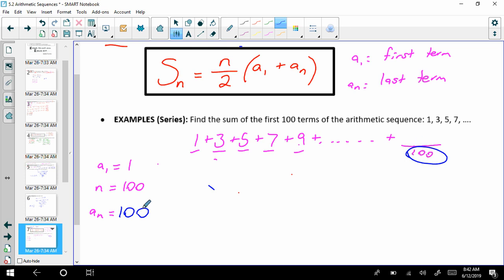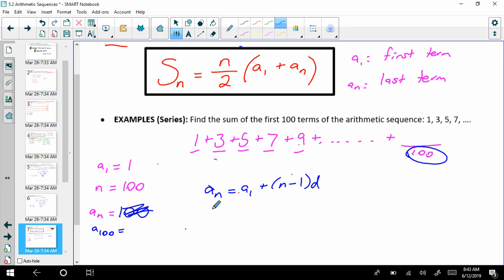So the question is, how do we get that? This is basically what we want to do. I want to find a sub 100. I want to know what is spot 100. That's my last term. So to do that, what you're going to see a lot of the times, we have to quickly use the first formula before we can use the formula we want.